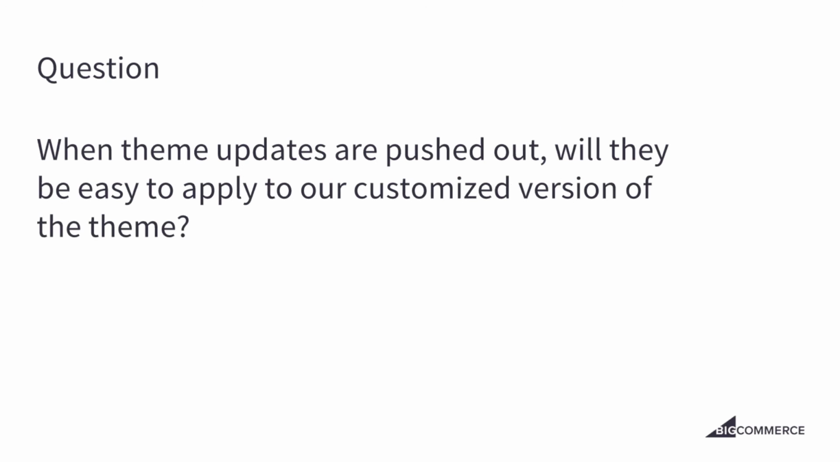So let's move on to the next question. When theme updates are pushed out, will they be easy to apply to our customized version of the theme? Right now, there's not a great way to do it other than manually diffing between the two files. So when there's an update pushed out, if you're using Cornerstone, for example, you'll have to go to your custom theme that's based on Cornerstone and manually make the changes in that update. We are taking a look at making an improvement to that system, but right now, that is the only way to do it.